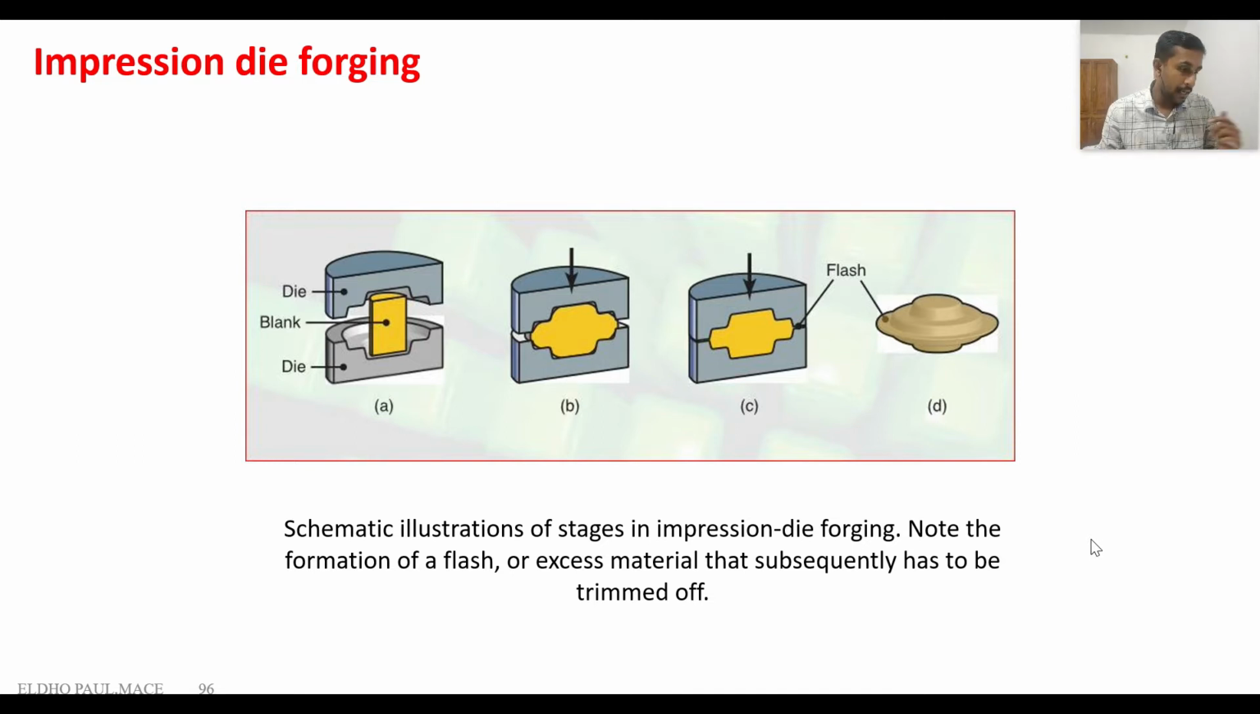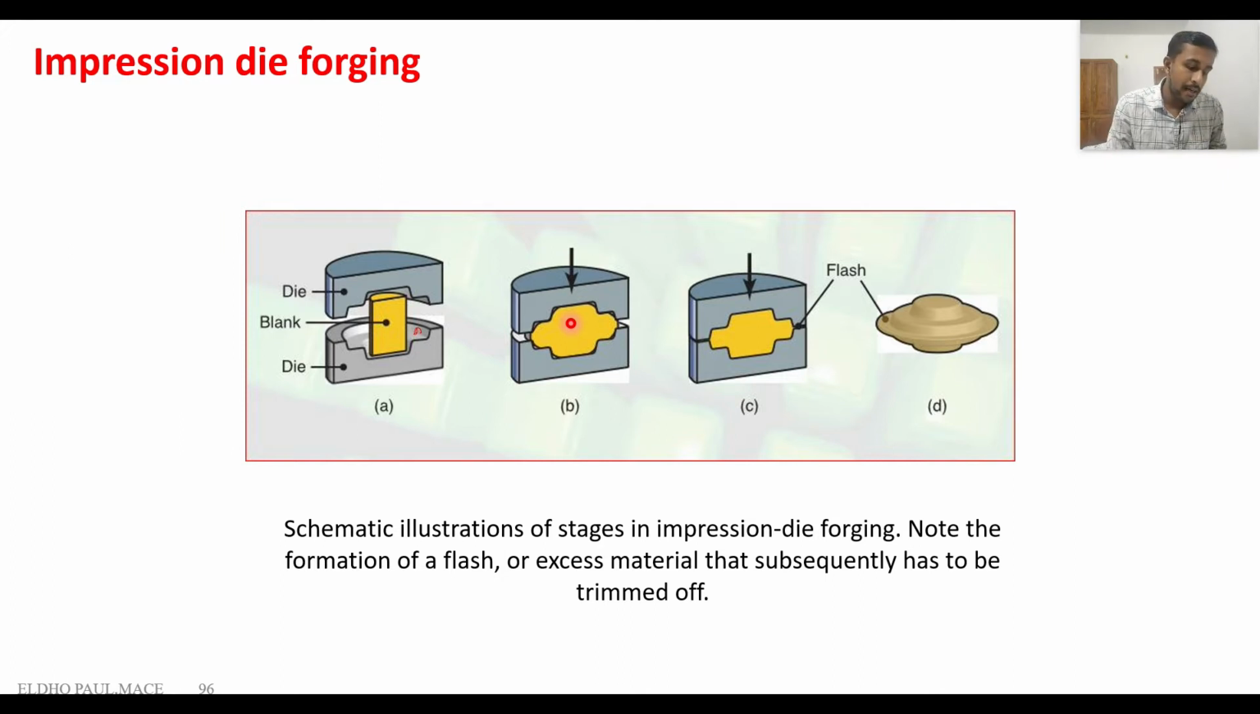So here we can see the impression die forging. We have a cavity here. This is the area where we place the workpiece and we apply the compressive force by the movement of upper die and bottom die. And when the die is moving and applying the compressive force, the yellow color workpiece is deformed exactly with the similar shape of the cavity.